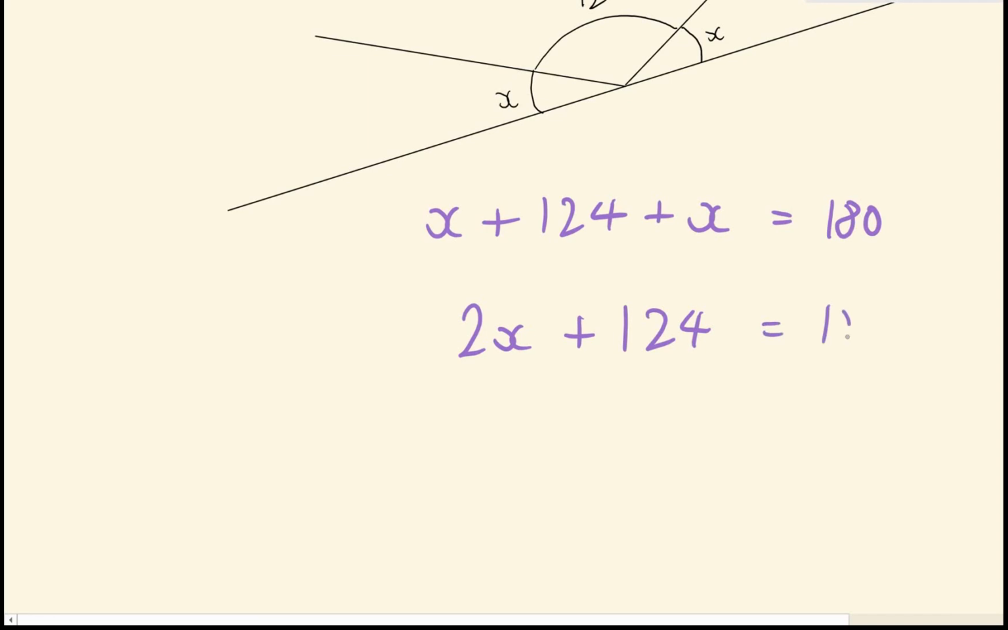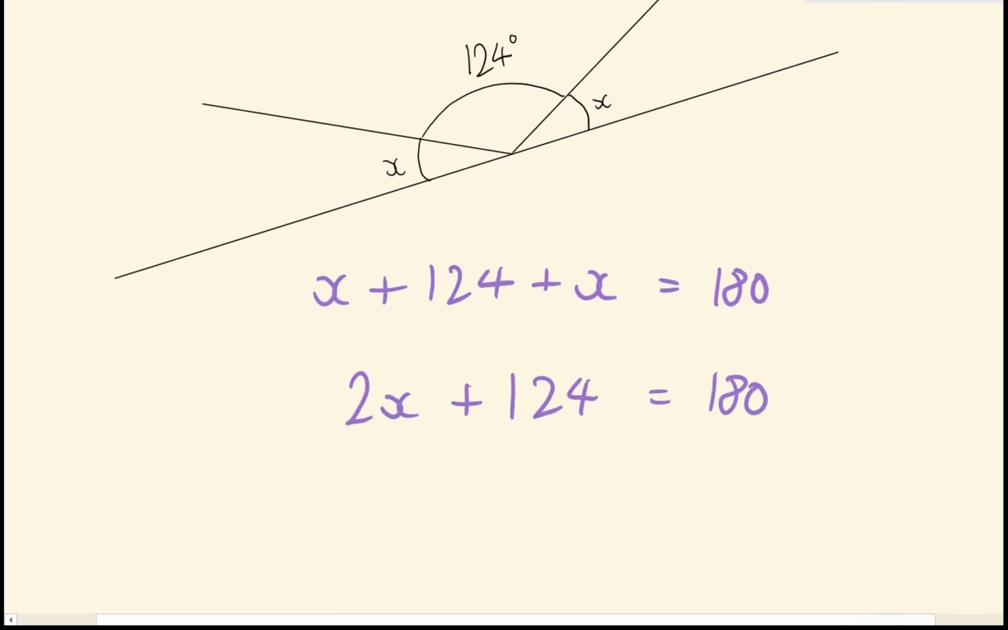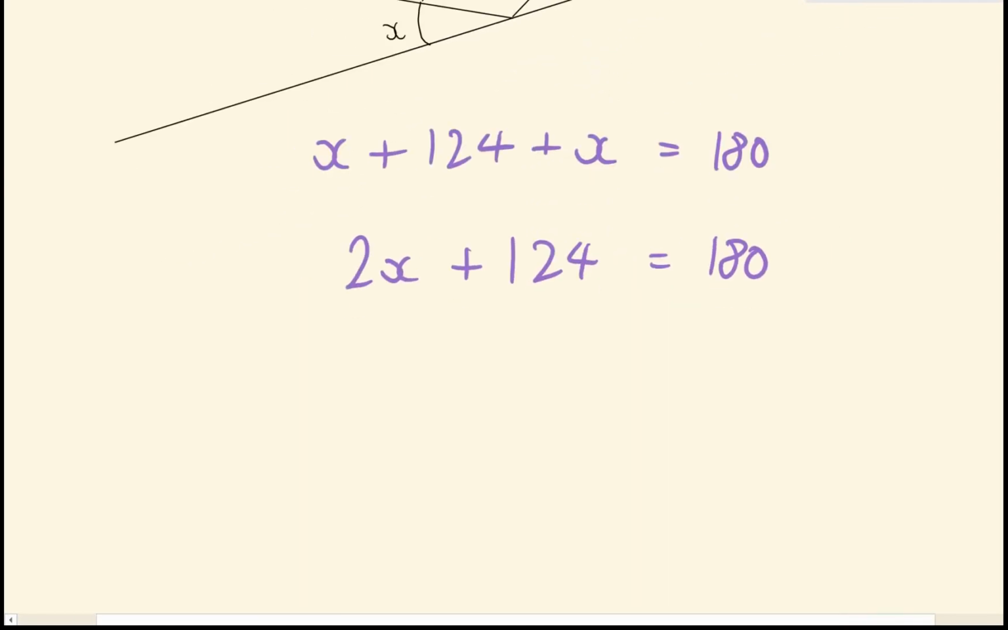Then same as before, we're going to take away all the angles we know from 180. So we do 180 take away 124. So that will then tell you that this would equal 76. So that is 180 minus 124. And here, rather than this being the size of the angle x, this is the size of two lots of x. This is double what x should be.